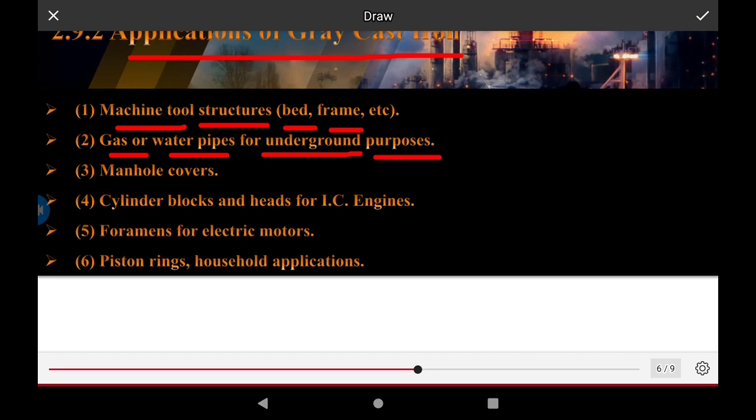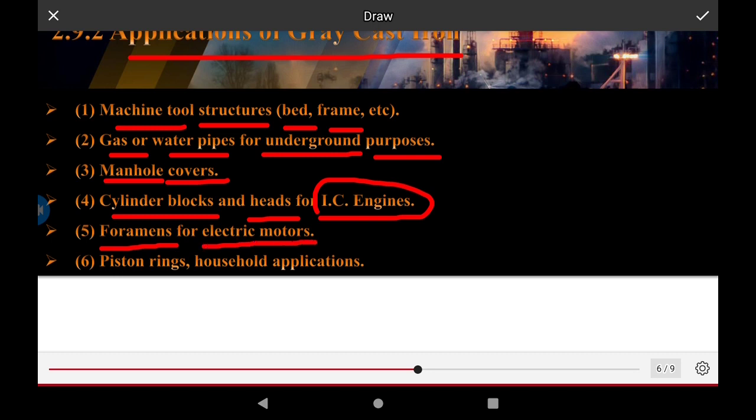Manhole covers, cylinder blocks and heads for internal combustion engines, and electric motor applications. Grey cast iron is also made into piston rings and used for household applications.